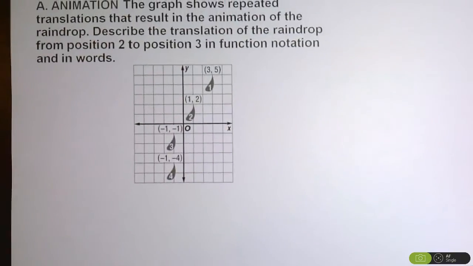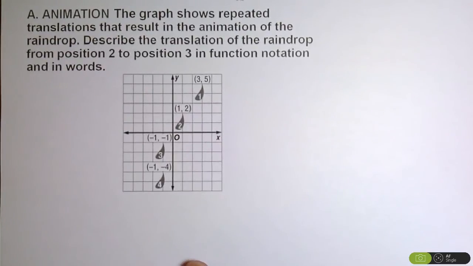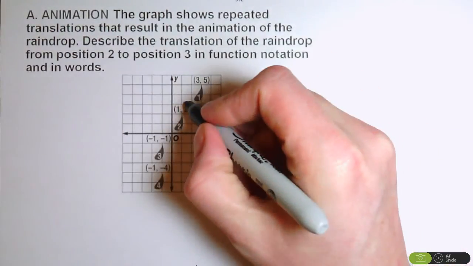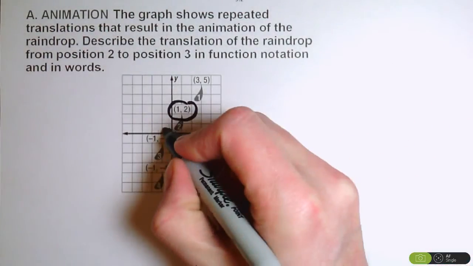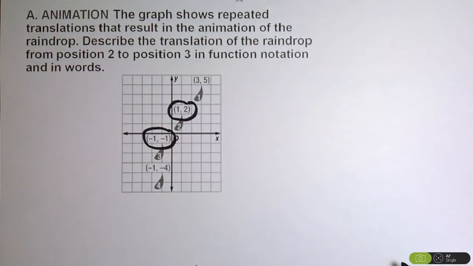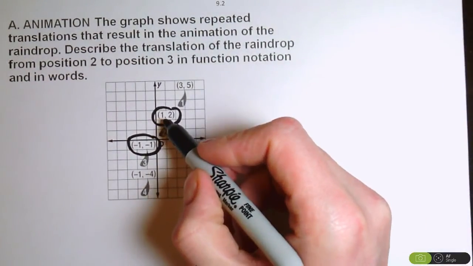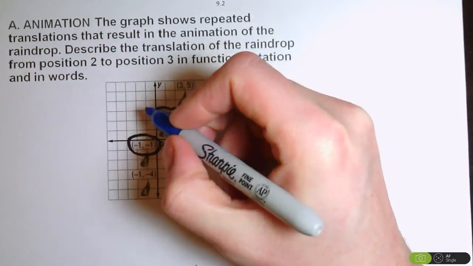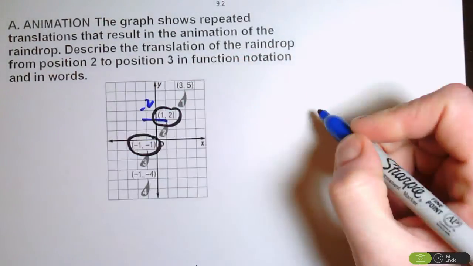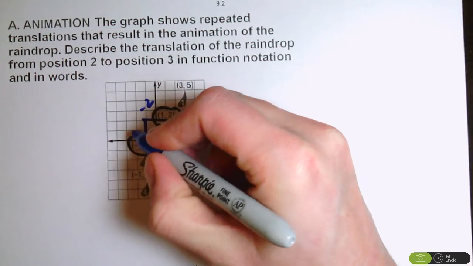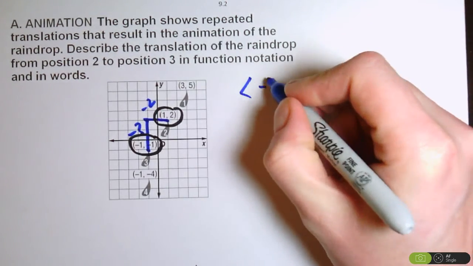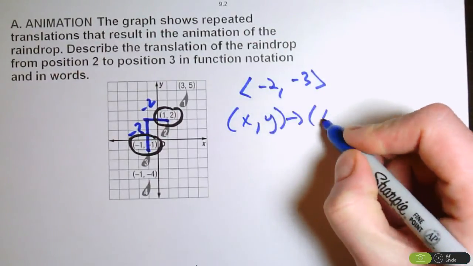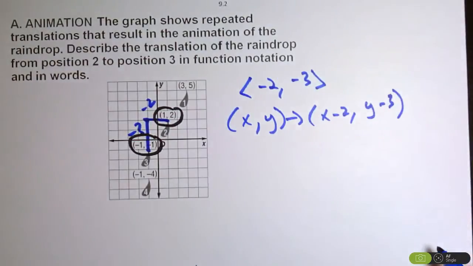All right, so looking at from position 2 to position 3, which one would give us this? To get from position 2 to position 3, we're starting at the point 1, 2, and we're going to end up at -1, -1. Some of you are pretty quick to just map it out. To go from 1 to -1, I have to go left 2, and then to go from 2 to -1, I have to go down 3. And so that's a vector of -2, -3, or in coordinate notation, x, y, arrow, x -2, y -3. And that's fine with me.